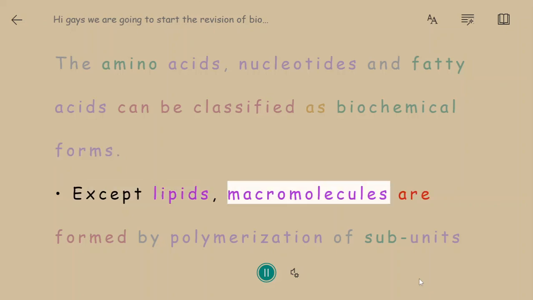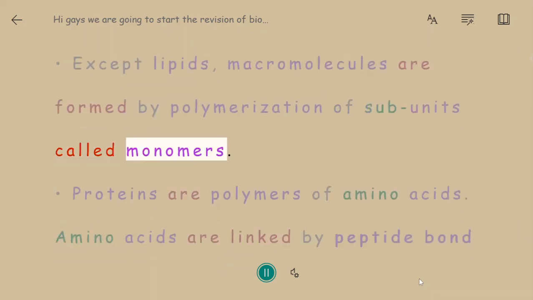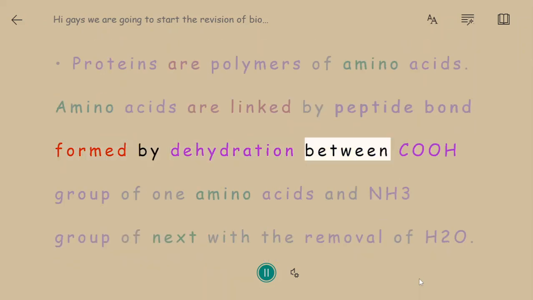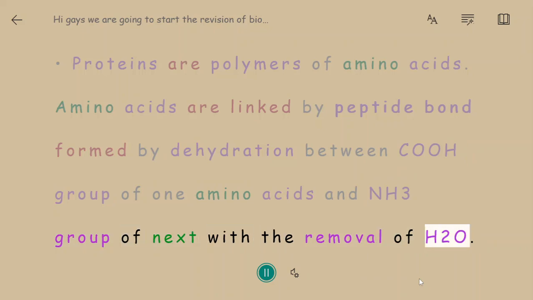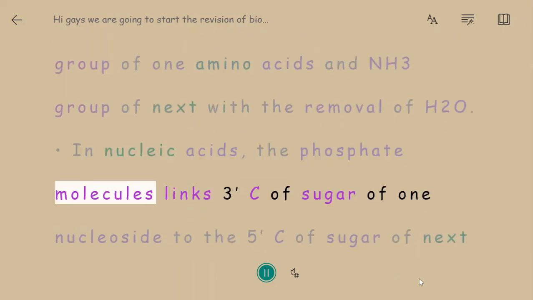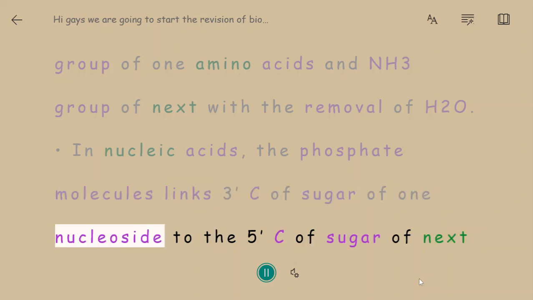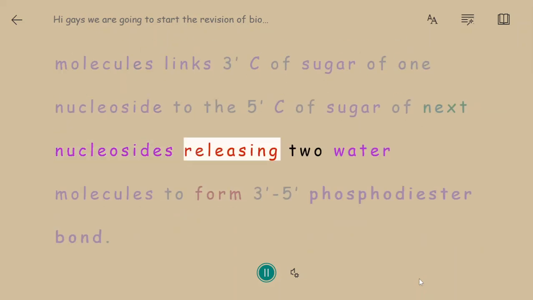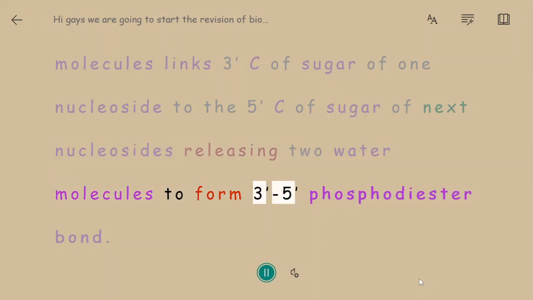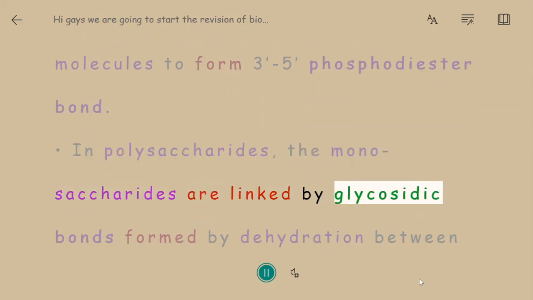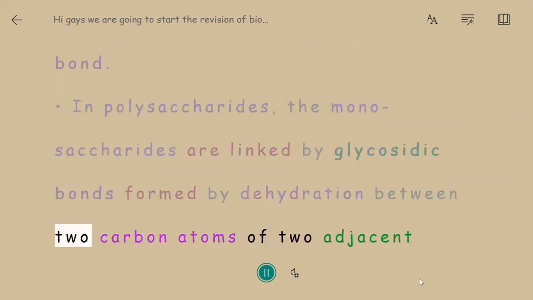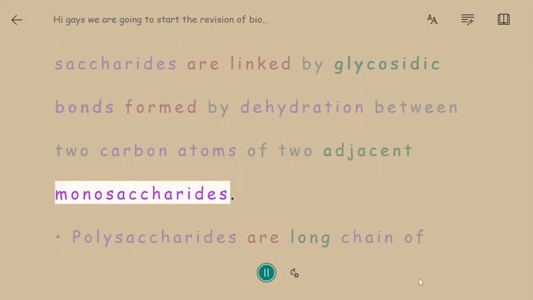Except lipids, macromolecules are formed by polymerization of subunits called monomers. Proteins are polymers of amino acids. Amino acids are linked by a peptide bond formed by dehydration between the COOH group of one amino acid and the NH3 group of the next, with the removal of H2O. In nucleic acids, the phosphate molecule links the 3' of the sugar of one nucleoside to the 5' of the sugar of the next nucleoside, releasing two water molecules to form a 3'-5' phosphodiester bond. In polysaccharides, the monosaccharides are linked by glycosidic bonds formed by dehydration between two carbon atoms of two adjacent monosaccharides.